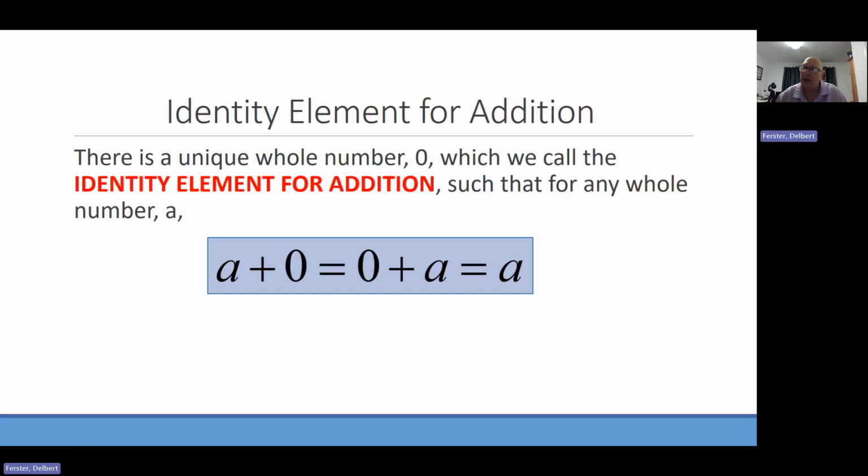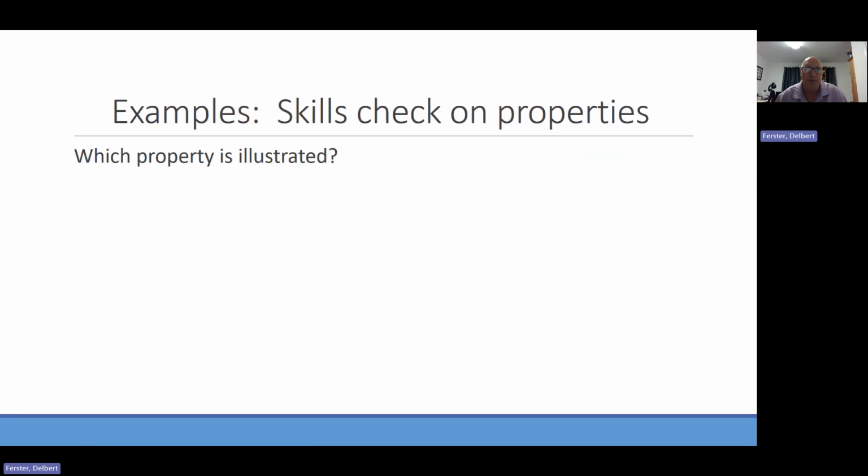Identity element for addition basically says if we add 0 to anything, whether the 0 is the first addend or the second addend, we will in fact get the same number back. So identically, we return the value whatever A was. The identity element for addition is 0. All right, so some properties for us to consider.